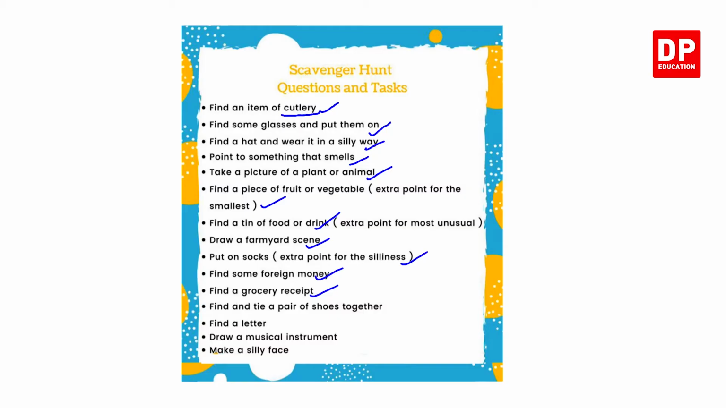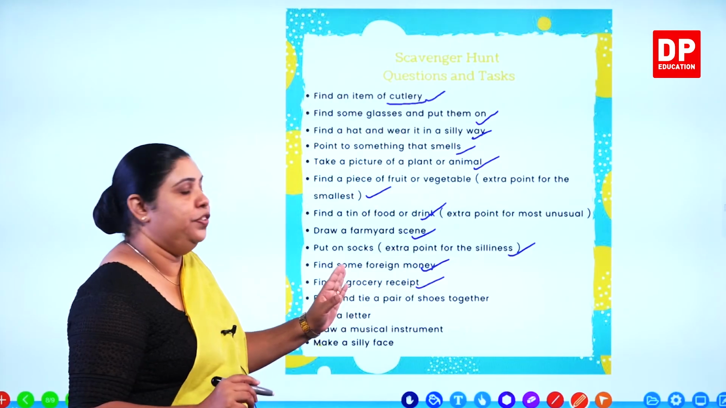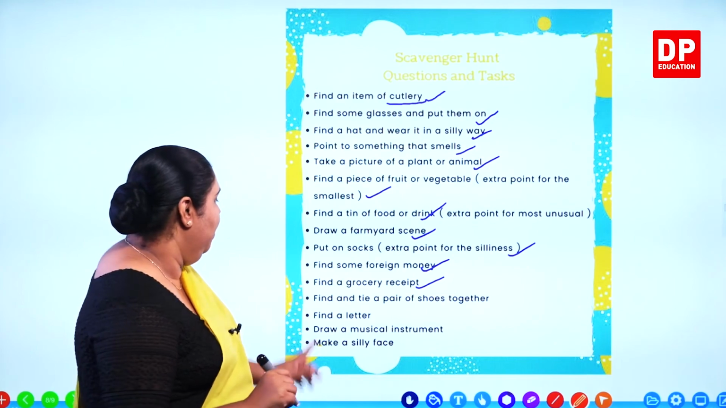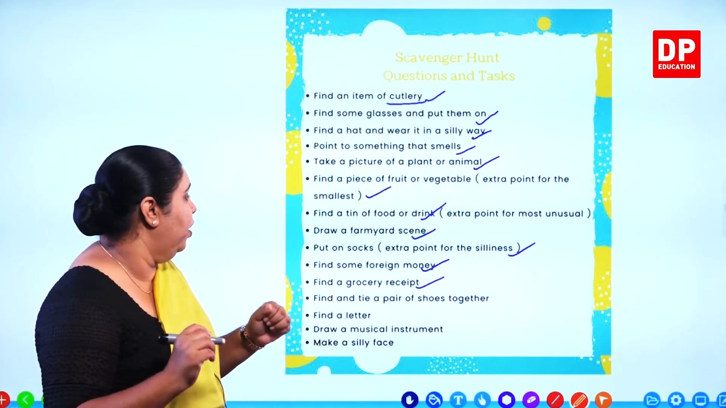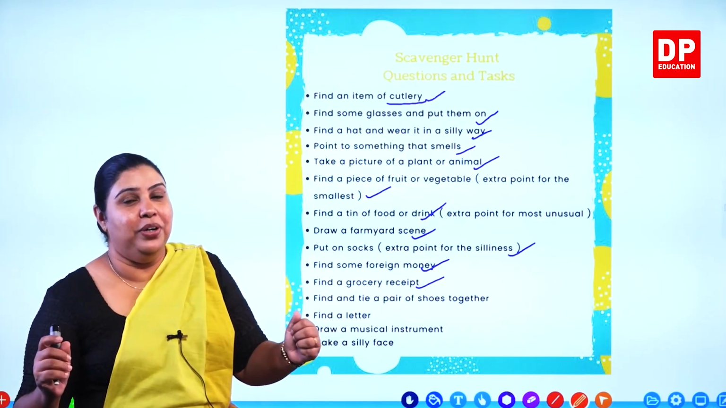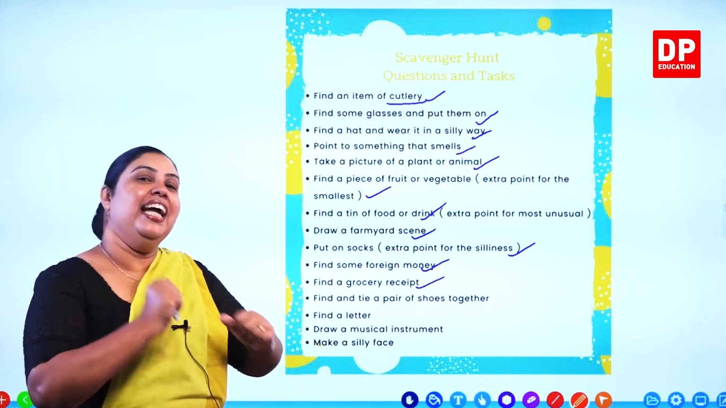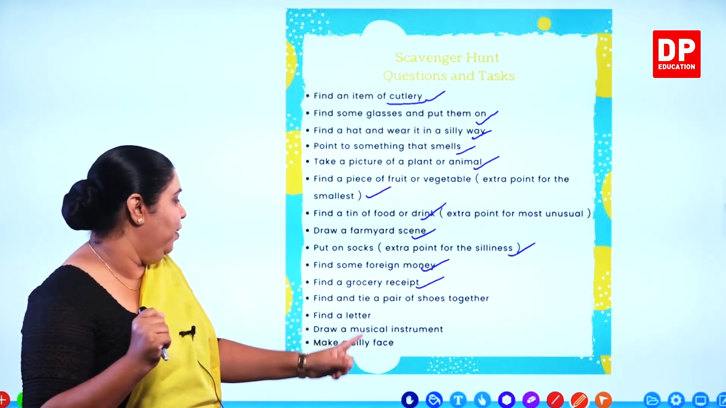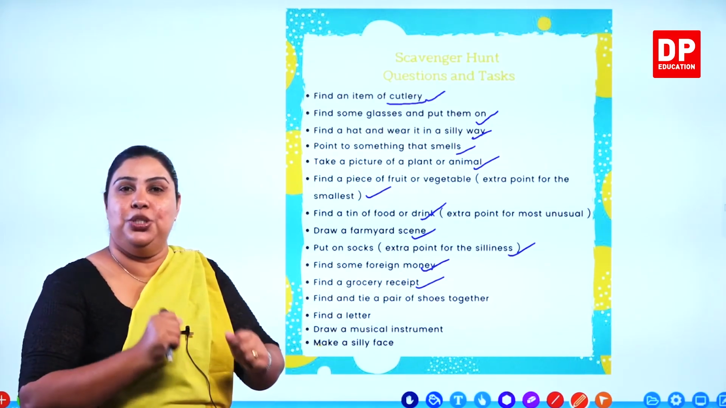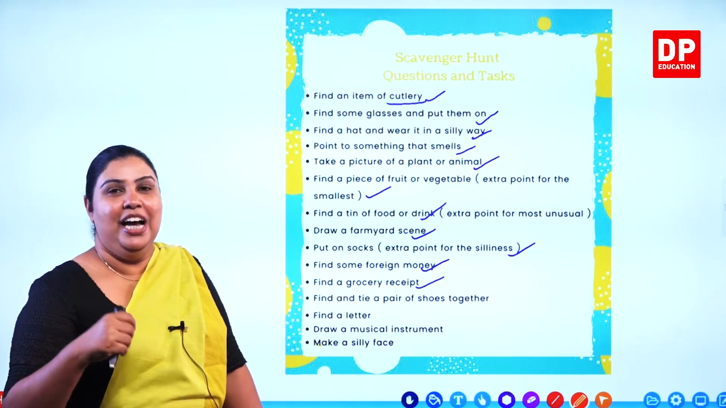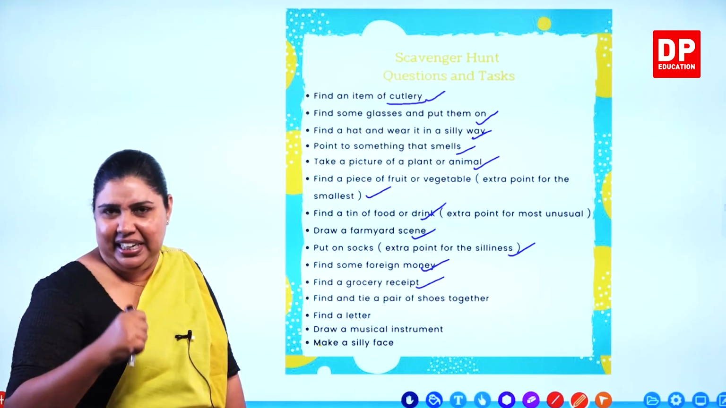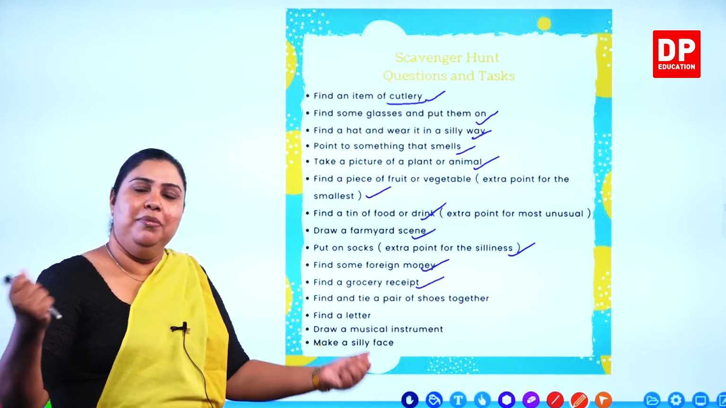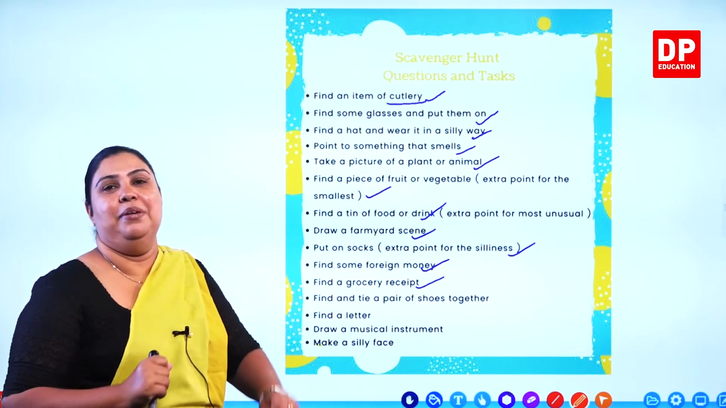Okay. Next one. Find and tie a pair of shoes together. What is that? Find and tie a pair of shoes together. Find a pair of shoes and you have to tie it together. You can do that. Easy. That's very easy. Quickly you can go bring a pair of shoes and you can tie them with the shoelace.